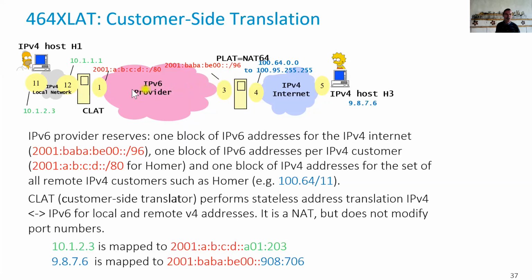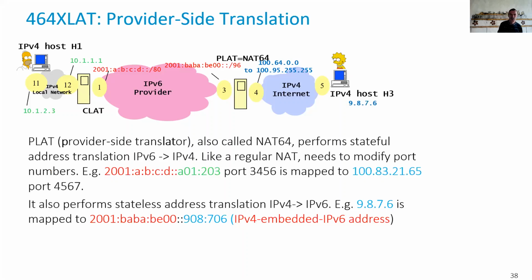When a packet comes back here, if a packet comes to Homer, then this CLAT knows that this prefix is reserved for the IPv4 internet and will translate the IPv6 address and put an IPv4 packet on this network here. In passing, we see that we can reuse all kinds of IPv4 private addresses in this mechanism. There is no problem here, at least for the green addresses. So that's the customer-side translation, which is very simple.